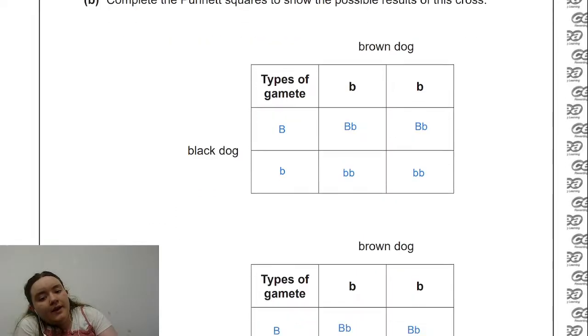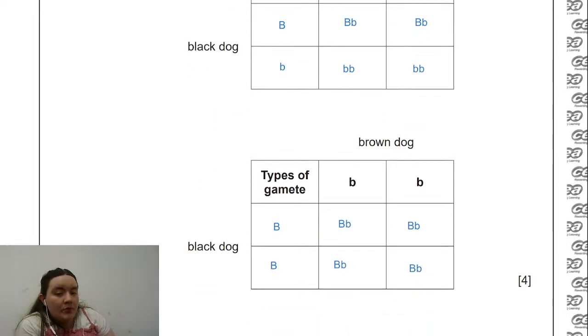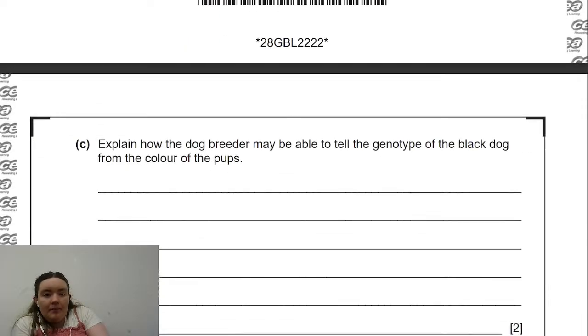Whereas if it is a homozygous gamete, then both of the letters are the same, and all of the offspring have that heterozygous set of genes. So the big B and the small b, meaning that they all come out with the dominant gene, which is the black dog.